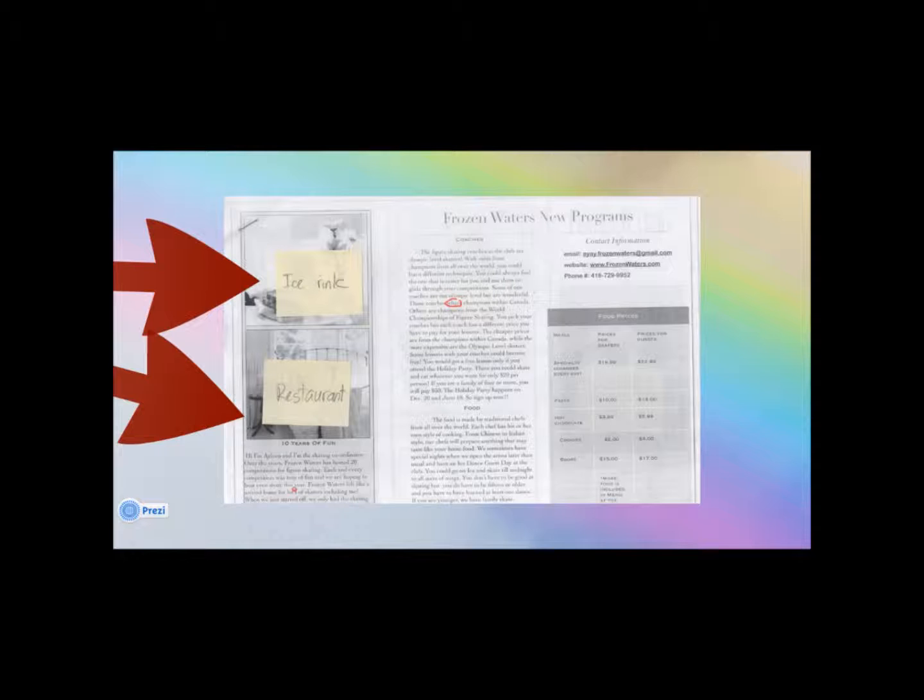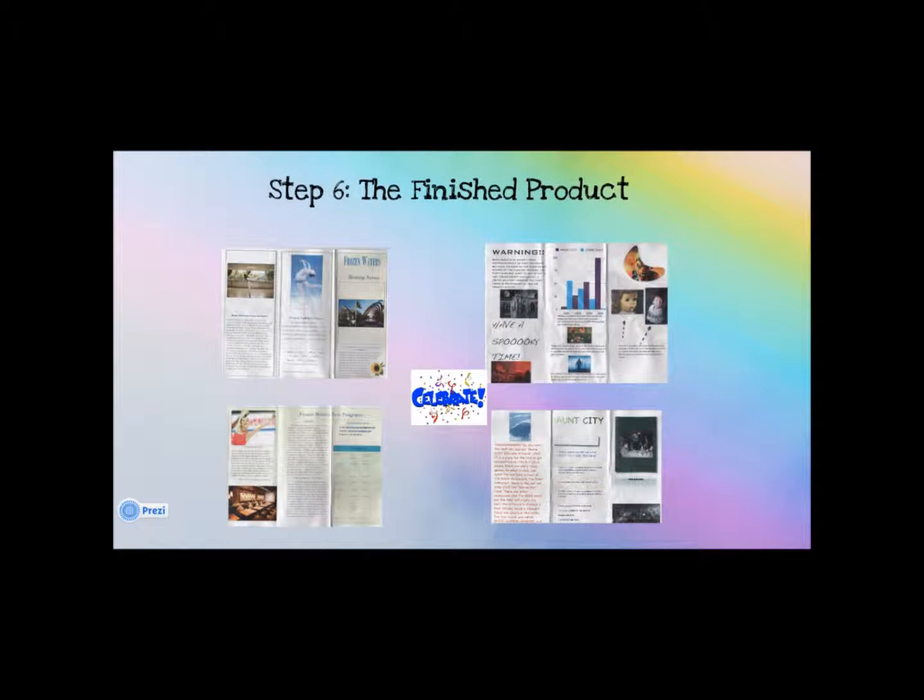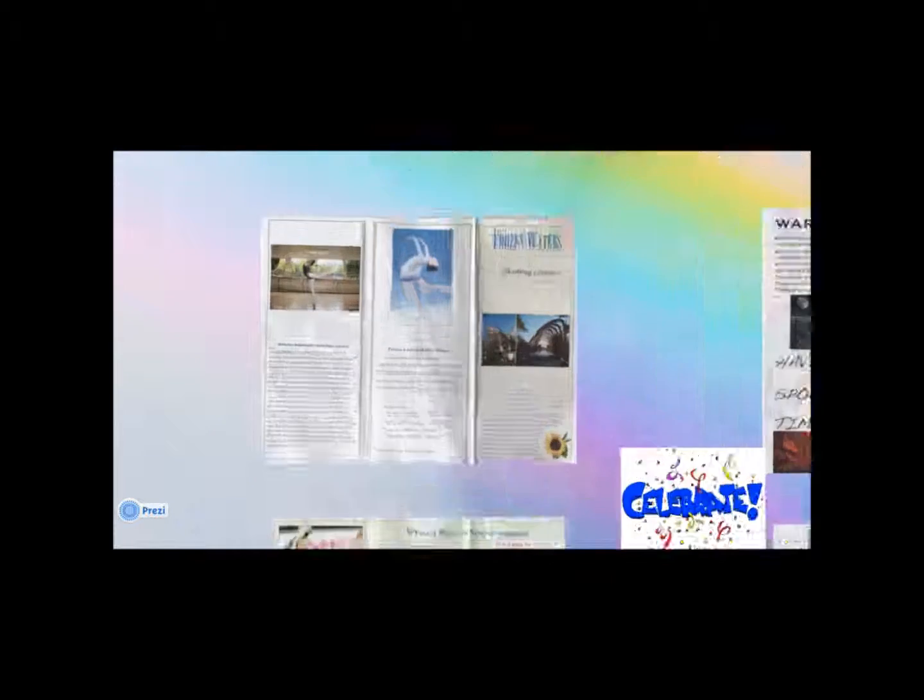Step 6. The finished product. At last, with all the text in place, all the images inserted, and everything laid out as they wanted it to be, the final product of their brochures was printed and in color. Let's take a look at 2 examples.